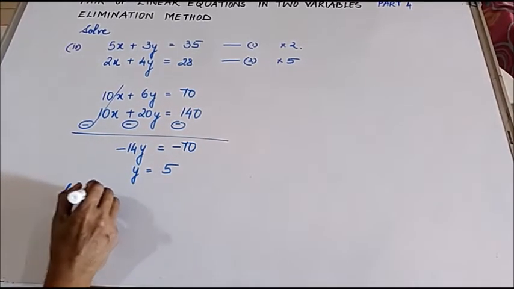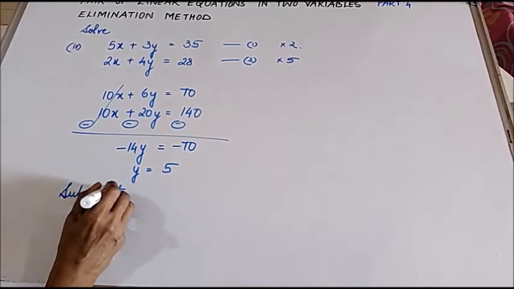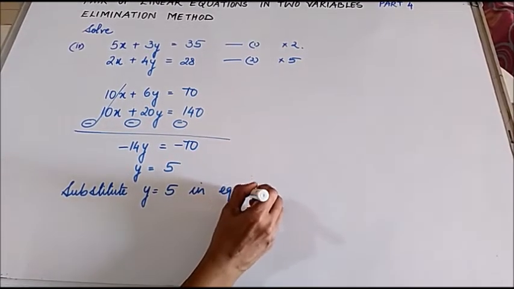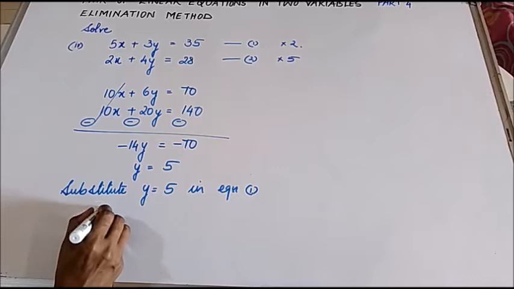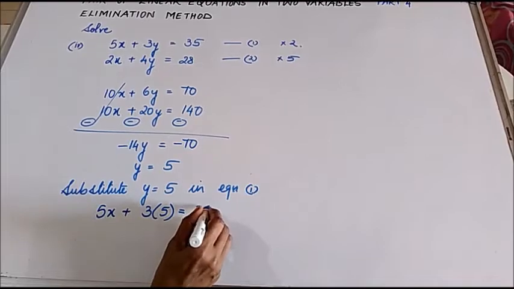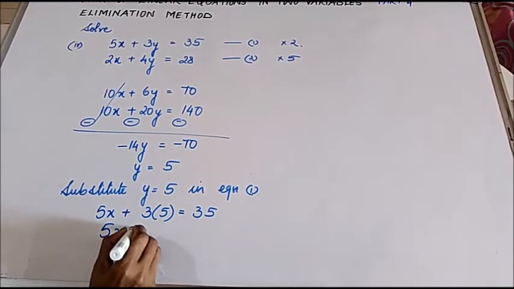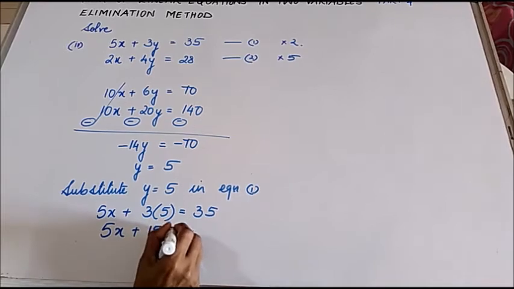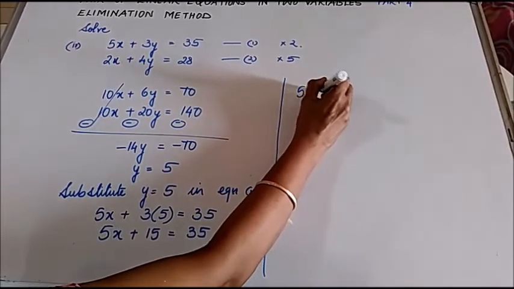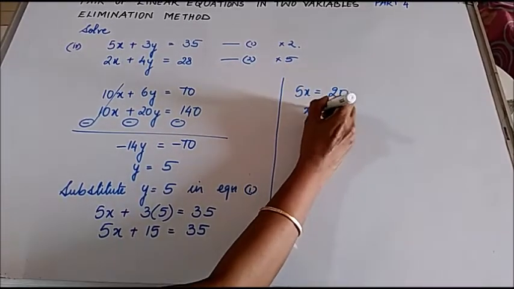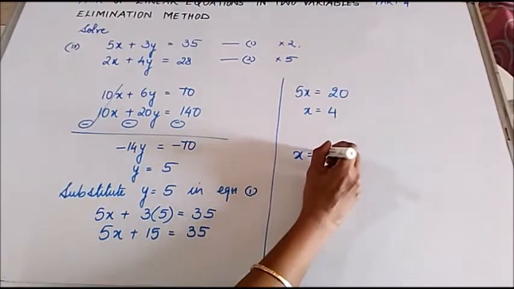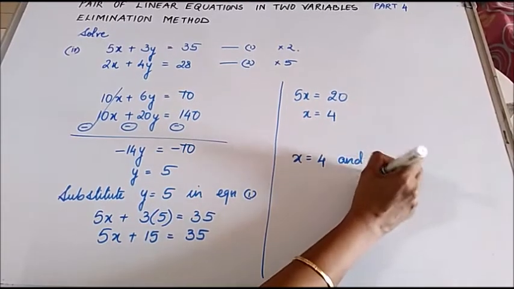Now substitute y is equal to 5 in equation 1. What do you get? 5x plus 3y. In place of y we write 5 is equal to 35. That is 5x plus 15 is equal to 35. This will give us 5x is equal to 20, x equal to 4. So what is the solution? X equal to 4 and y is equal to 5.